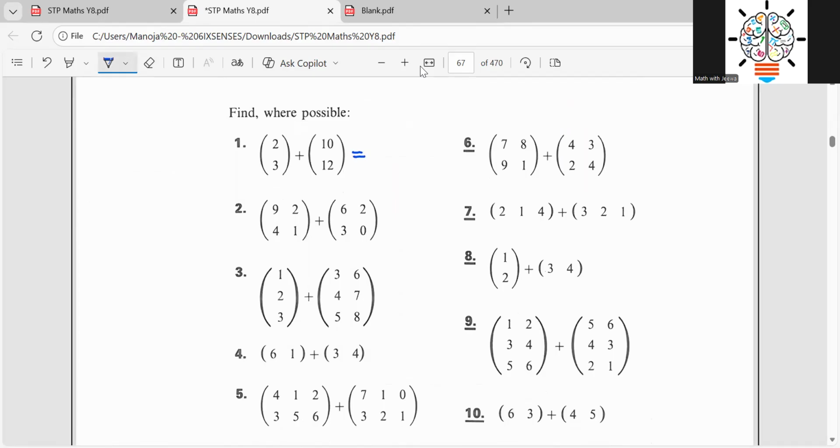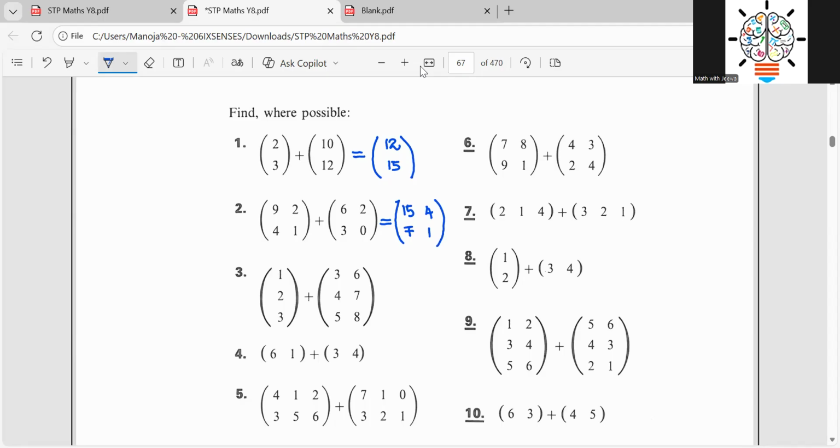Here I can write 2 plus 10, 12, and 3 plus 12, 15, and I use the curly bracket like this. Right? And this one, how can I do? 9 plus 6, 15. 2 plus 2, 4. 4 plus 3, 7. 1 plus 0, 1.